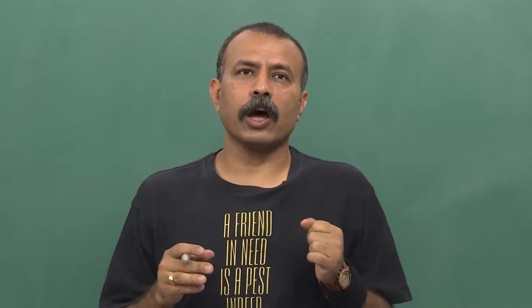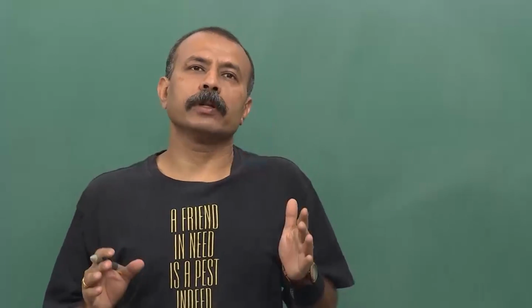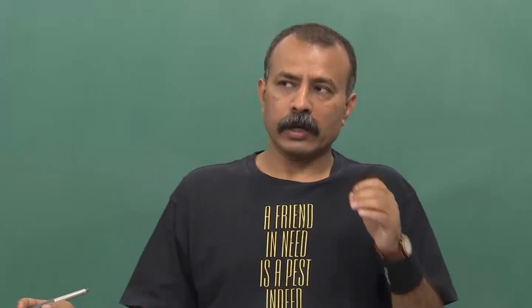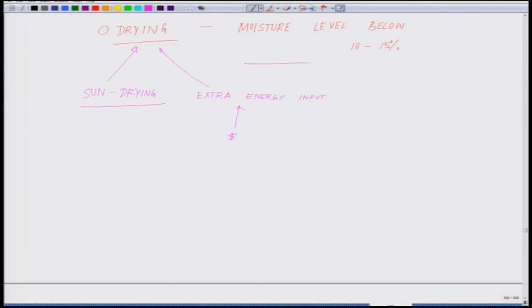Well, we will talk about the economics. These are the points one has to take into account. What kind of sample or what kind of feedstock you are obtaining to be processed. Okay. So, this is the moisture level below 10 to 15%. This is one of the critical points. Second, we will talk about the particle size.